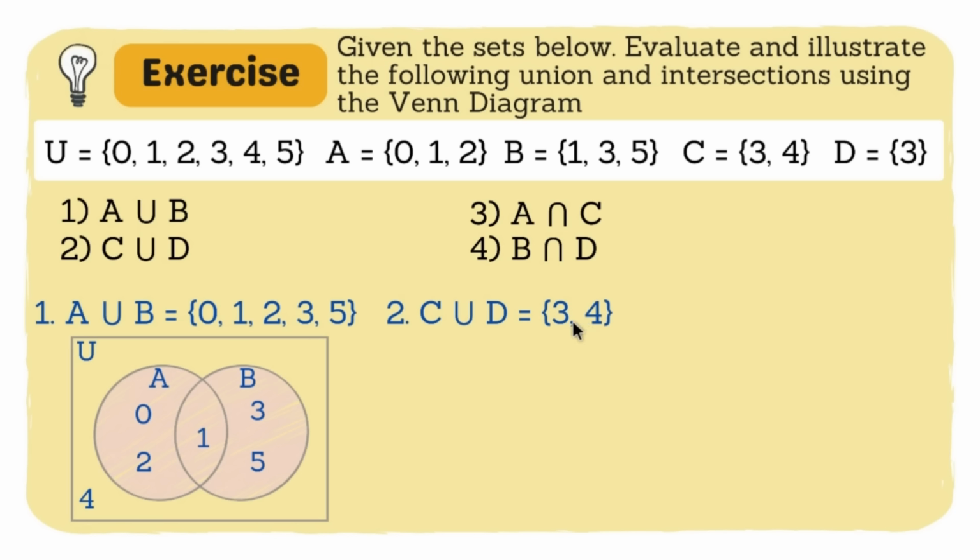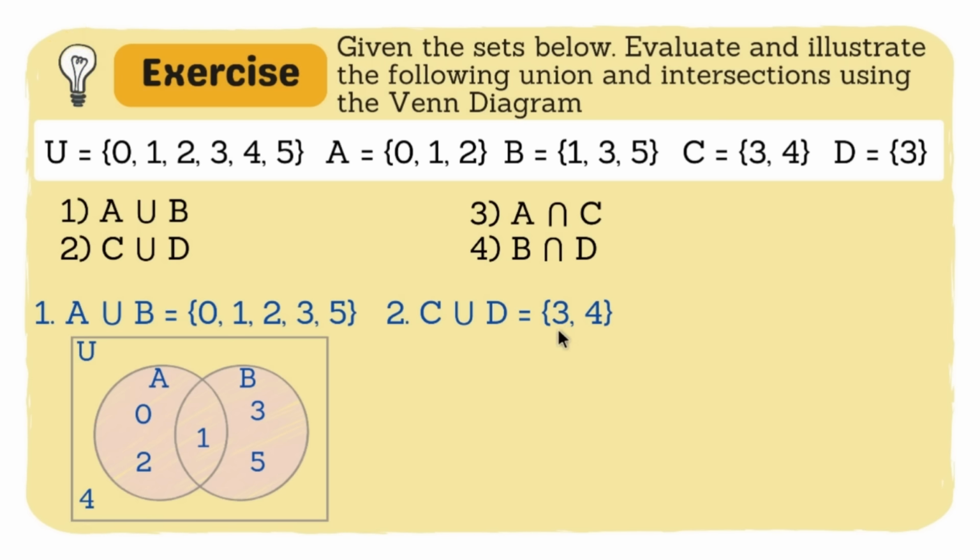Ano po ang ating sagot? It's 3 and 4. Okay, take note, ito lang po ang set C, 3, 4. At ito naman po ang set D, 3. Okay, take note, parehas po yung 3 dito. So, we will just write it once. Hindi po natin uulitin. That's why the union is 3 and 4.